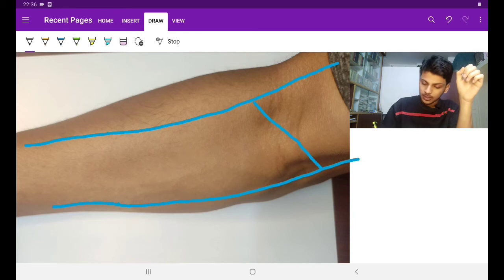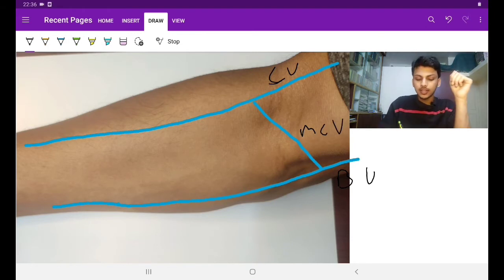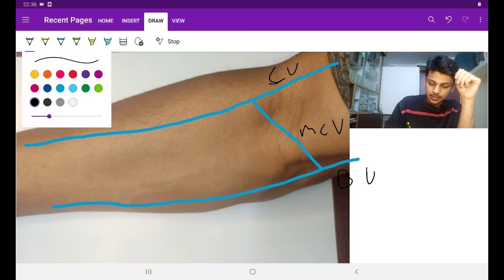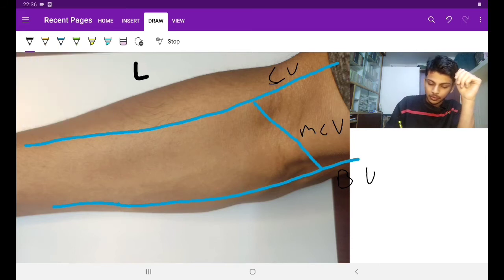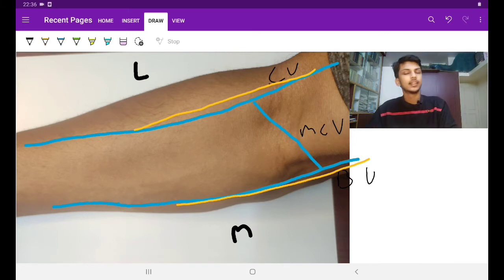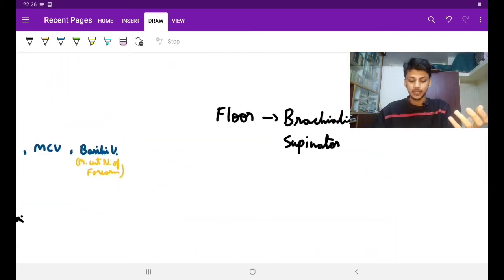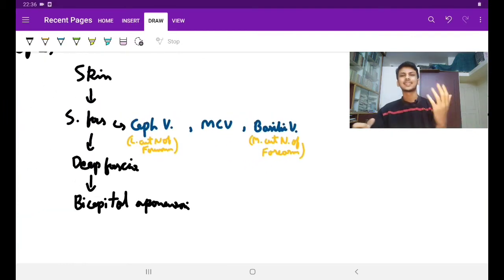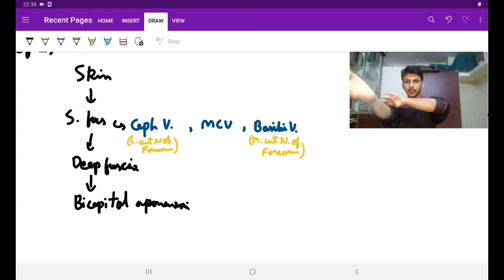This is the cephalic vein, and this is the basilic vein, and this is the median cubital vein, isn't it? Now see, there are two important nerves taking part. See guys, this is the lateral aspect of my forearm, this is the medial aspect, isn't it? So this will be the medial cutaneous nerve of forearm, and this will be the lateral cutaneous nerve of forearm. They are accompanying their respective veins basically. So that was what we discussed here, guys. The medial cutaneous nerve of forearm accompanies the basilic vein, and the lateral cutaneous nerve accompanies the cephalic vein.